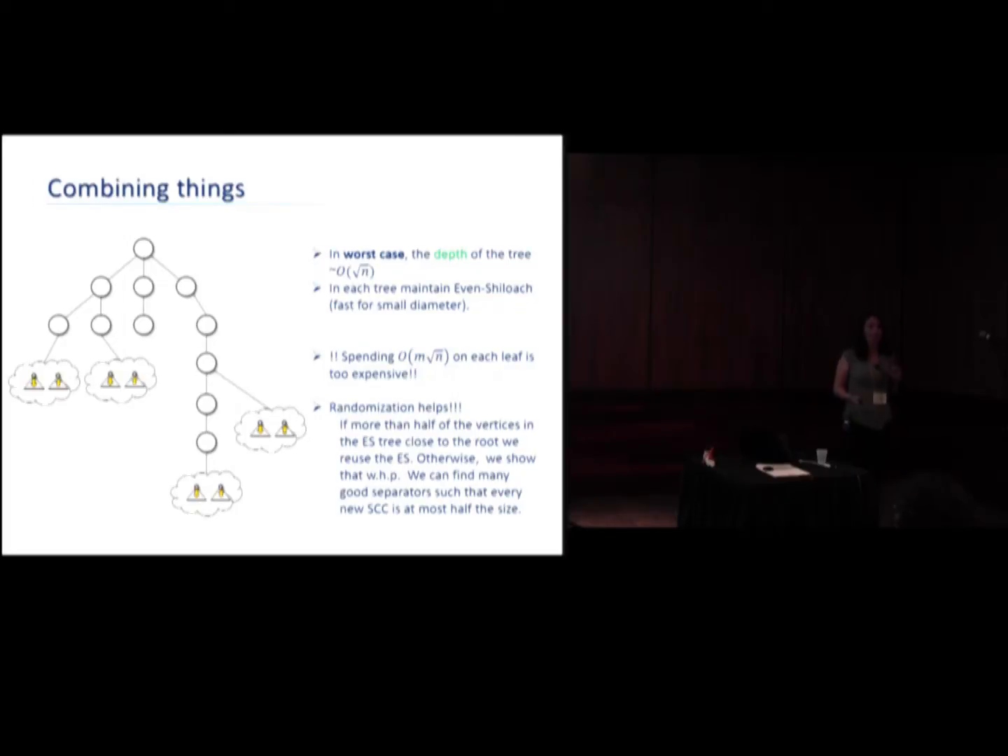But this is not enough. So why is this not enough? What we can show is that if we do it like that, the depth of our decomposition is square root n. But because my graphs here are not acyclic, I don't spend linear time in each such node. I spend doing Even and Shiloh up to diameter square root n, which takes me m square root n time. So if the depth is square root n, and on each node in this decomposition I spend m square root n time, I'm paying now mn, which is too much.